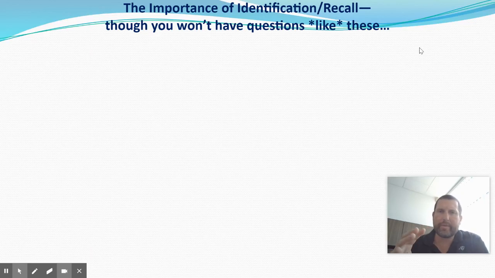Now, the thing to remember is that when I ask you to identify, list, define, recite, recall, that's what I would call level one questions. You're really not going to see a lot of that in APUSH. We do a lot more extended analysis type questions, especially with respect to documents. But that doesn't mean that you don't need to know your history.